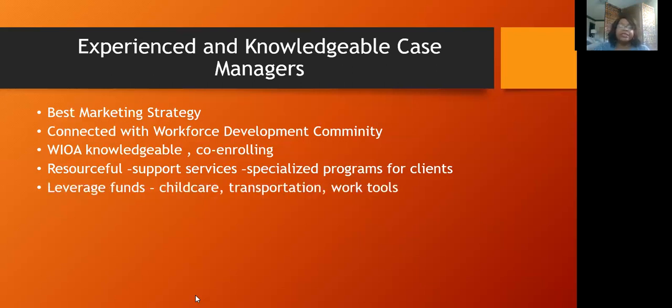You want to make sure that your case managers should certainly leverage their funds, things like childcare, transportation, and work tools. Now, most programs will have some type of support services, and so that's somewhat given. You want to provide your clients with these, because these are the most common barriers that individuals face in trying to become employed. Oftentimes, they're single mothers, they don't have childcare.